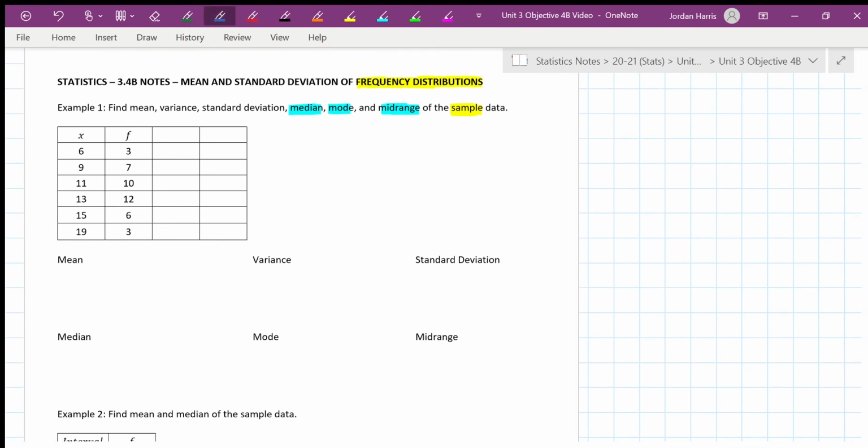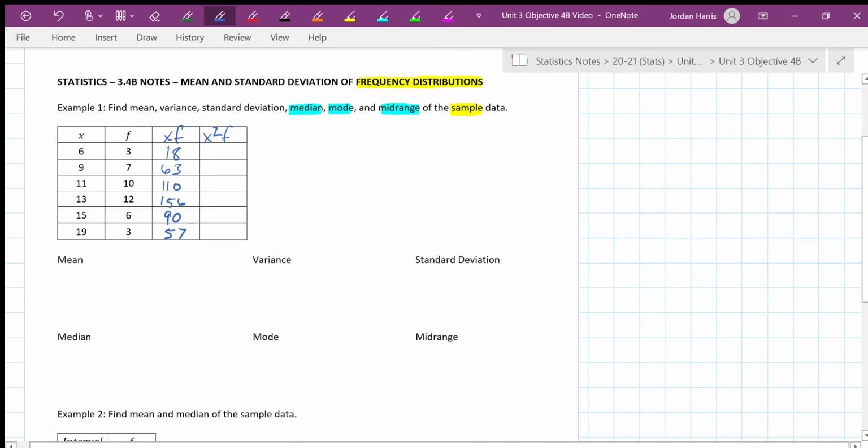Okay, so starting with mean, variance, standard deviation, we need to fill out our table. So we had xf, x squared f, just like before. Okay. So we got to multiply. So we got 18, 63, 110, 156, 80, 90, and 57.